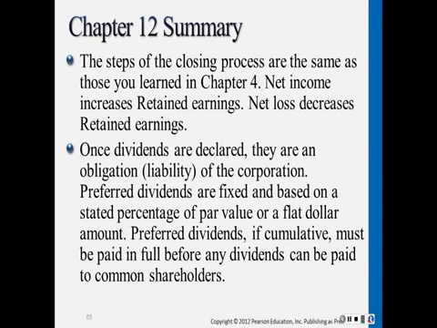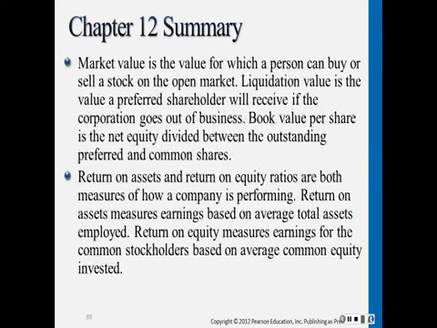The steps of the closing process are the same as those you learned in Chapter 4. Net income increases retained earnings. Net loss decreases retained earnings. Once dividends are declared, there is an obligation or liability of the corporation. Preferred dividends are fixed and based on a stated percentage of par value or a flat dollar amount. Preferred dividends, if cumulative, must be paid in full before any dividends can be paid to common stockholders.